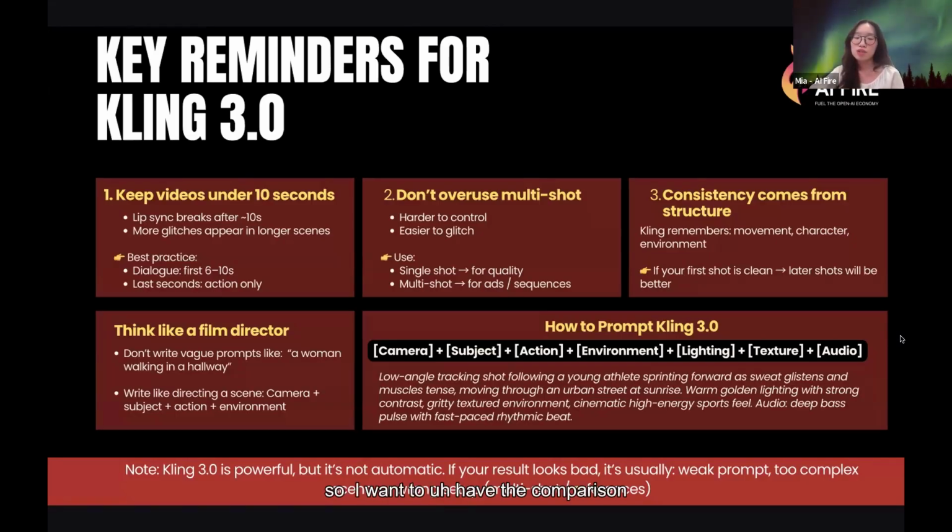So I want to have the comparison among the three tools that I'm going to use: Kling 3.0, Veo 3.1, and Sora 2. So first we will start with the multi-shot version.